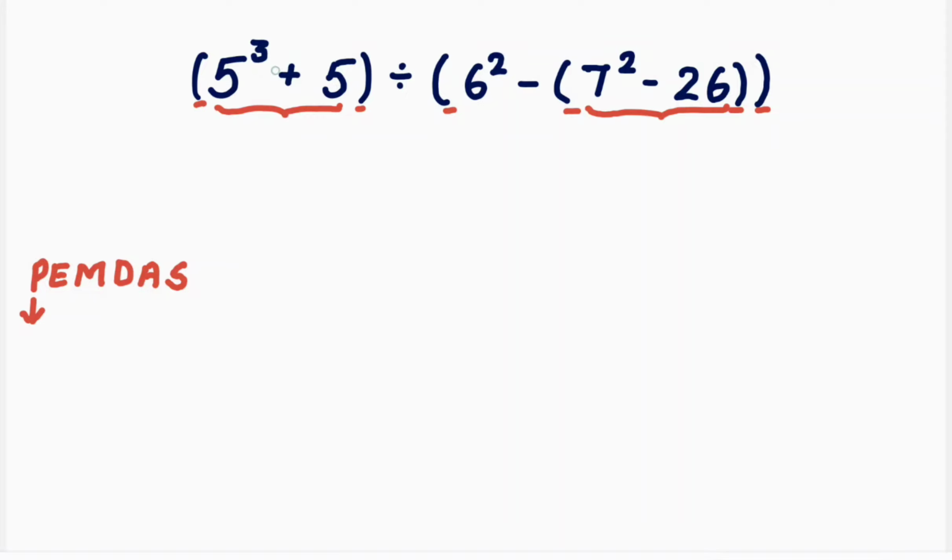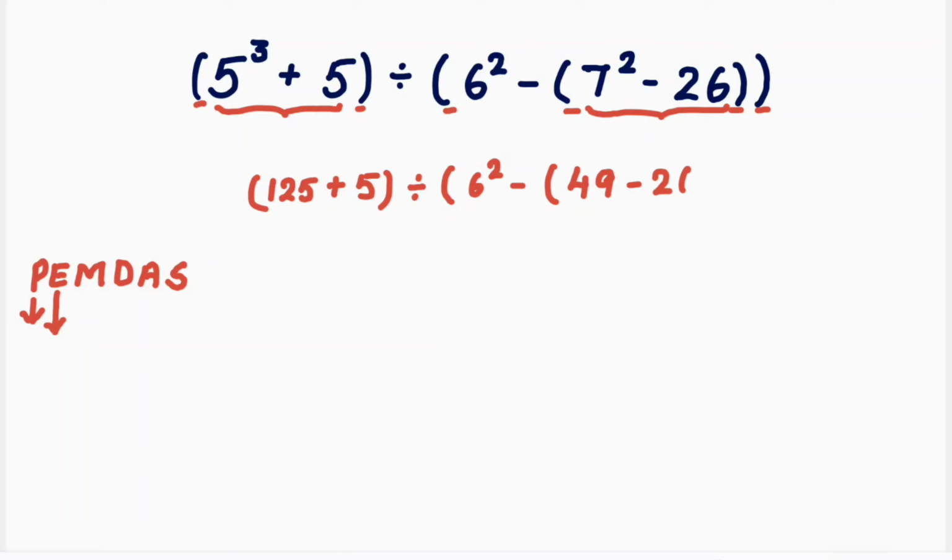In 5 cube plus 5 we have an exponent and addition, and exponent comes before addition. Solve for 5 cube. In this case also you have an exponent and subtraction, so solve for the exponent first. 125 plus 5 is 130 and 49 minus 26 is 23.